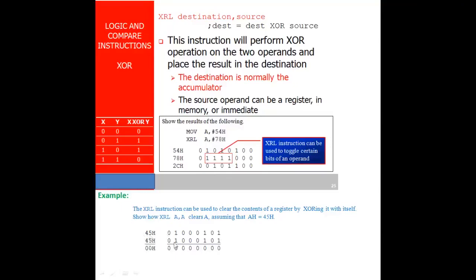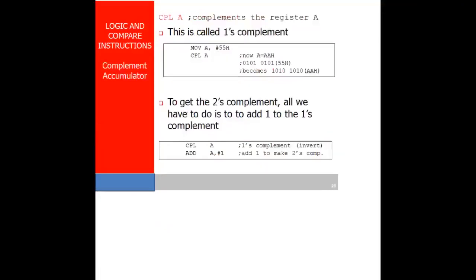45 hex and 45 hex. If I exclusive OR with the same value, then I shall get all the bits equal to 0. So in this way I can clear the accumulator. This is the complement of the accumulator instruction. Okay, so this is the ones complement we can find through this instruction, CPL A, which means complement A.